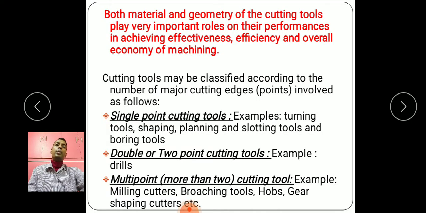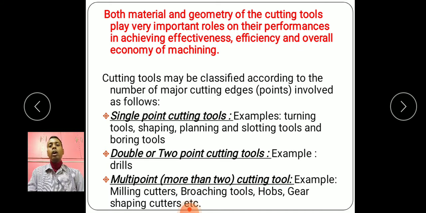Both material and geometry of the cutting tool play a very important role in its performance, in achieving effectiveness, efficiency and overall economy of machining. If you have a blunt tool, you cannot cut a product rightly. Excessive force is required, excessive time is required. So an effective tool is very much required to produce something.